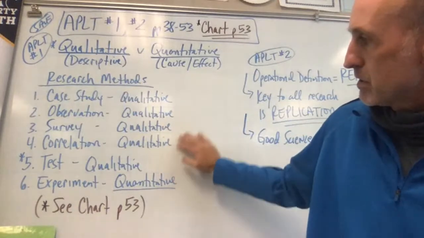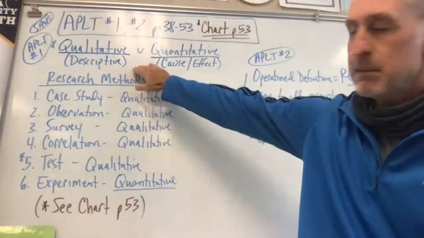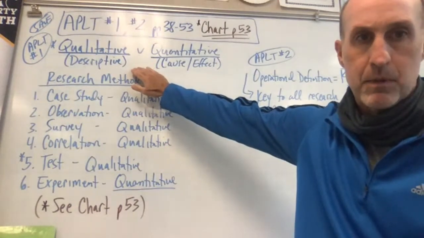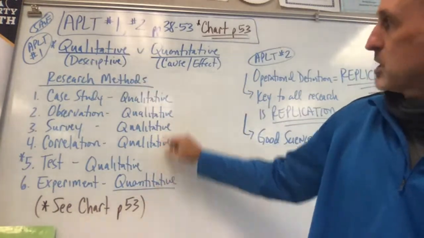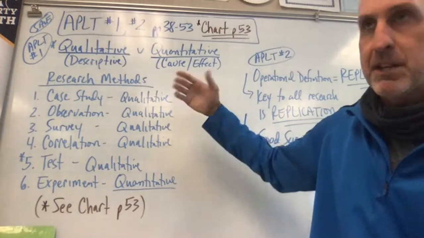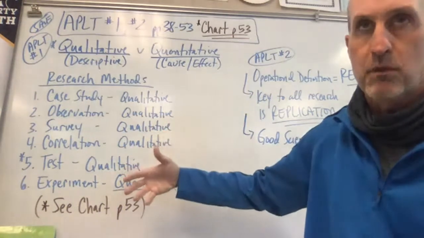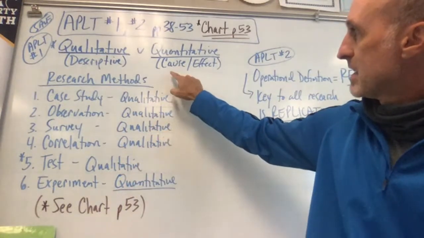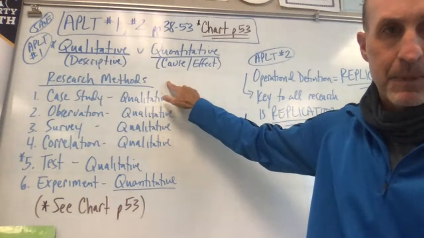These are all right here. The first 5 are all qualitative, meaning they describe something. Only the last one, an experiment, is quantitative, because it has a control element to it. It has control variables. As a result, I can say that there's cause and effect.